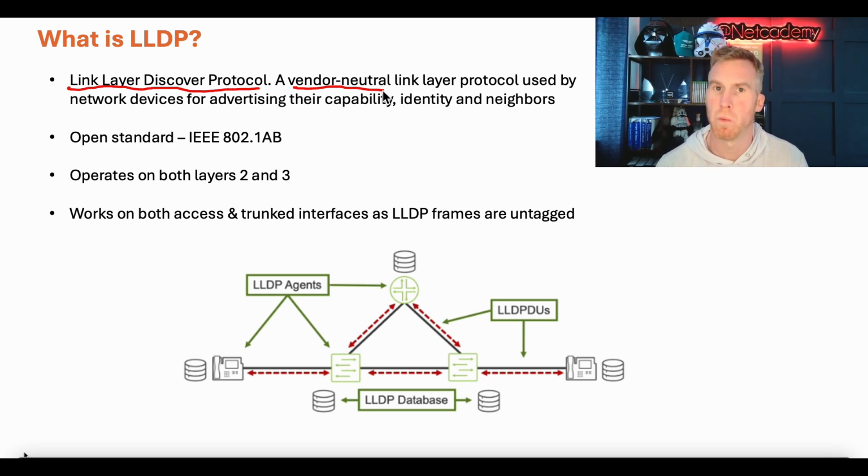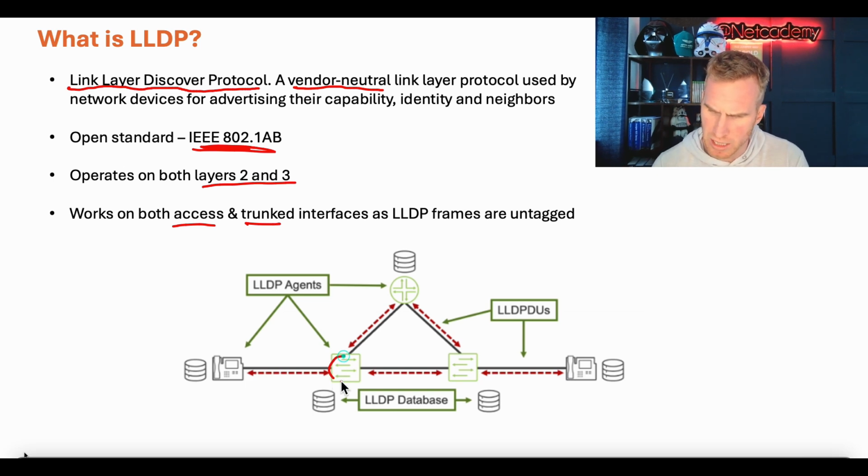And if you want to know what the IEEE standard is for it, if you want to give it a read, please feel free. I'm absolutely not going to do that, but it's IEEE 802.1AB. It works on both layer 2 and layer 3. So if you know the TCP/IP suite, that is why it's called Link Layer. And it does actually work on both access and trunked interfaces. All this stuff you can read.